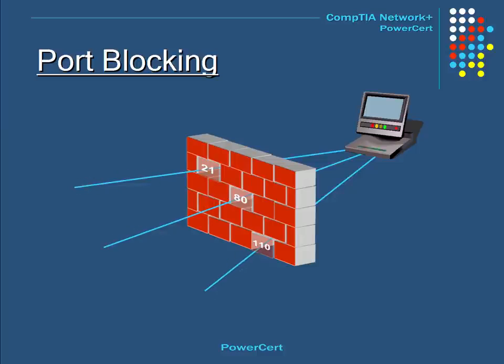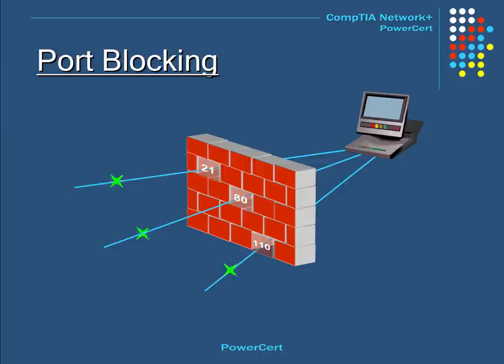Port blocking is one of the ways to provide security to a network. Port blocking is done on the firewall, and as a network administrator, you can control which ports should be opened or closed depending upon the application. So for example, we learned that FTP uses port 21, HTTP uses port 80, and incoming email uses port 110. These ports need to be opened if these services are to function.